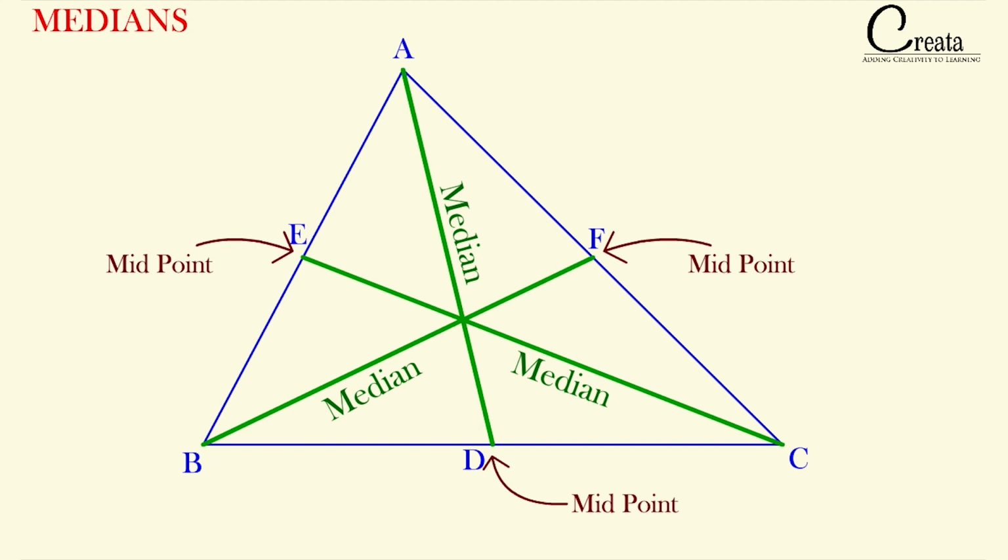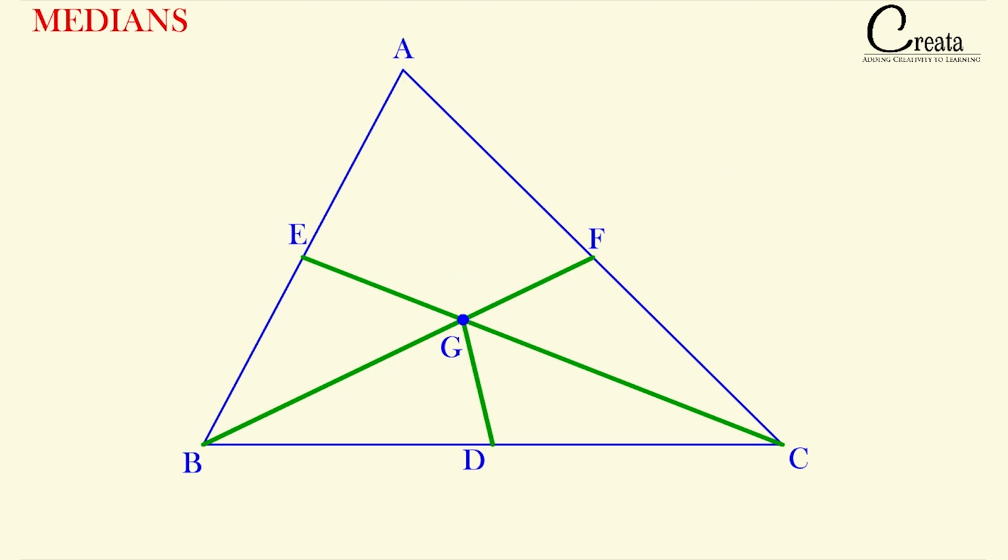The three medians of a triangle intersect at a common point. Let's say the intersection point of the three medians is G. The point G is known as the centroid of the triangle. The point of intersection of three medians is known as the centroid of the triangle. Basically, the centroid is the center of gravity of the triangle. Further, this centroid divides the median into the ratio of 2:1.